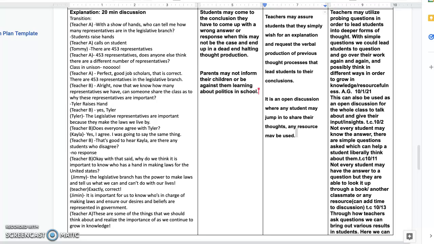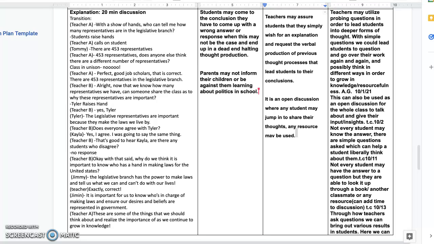So towards the end of the discussion, once we reach that 20-minute mark, teacher A or teacher B, we just chose to do teacher A for this script, would conclude the explanation portion by saying, these are some of the things that we should think about and realize the importance of as we continue to grow in knowledge.